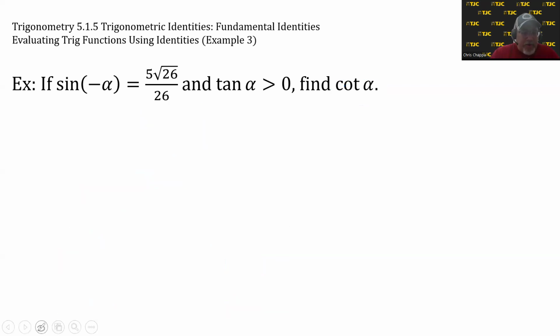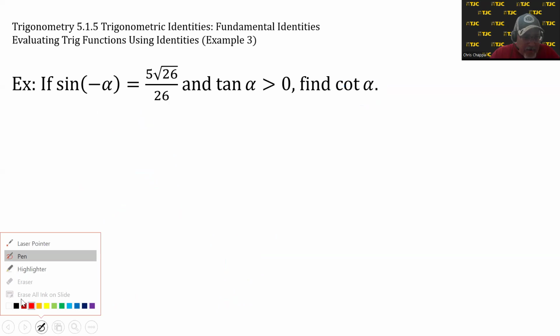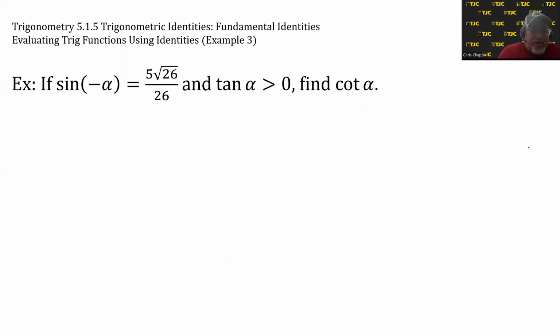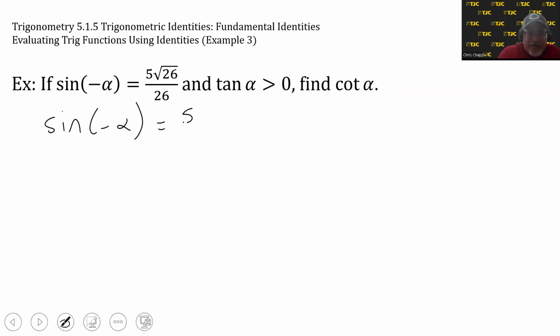Let's start with, let's put this in black. I don't know why, that just sounds good. Let's start with taking sine of negative alpha and figuring out what to do with it. We know sine of negative alpha is 5 square root of 26 over 26. But what does this imply about sine of alpha?